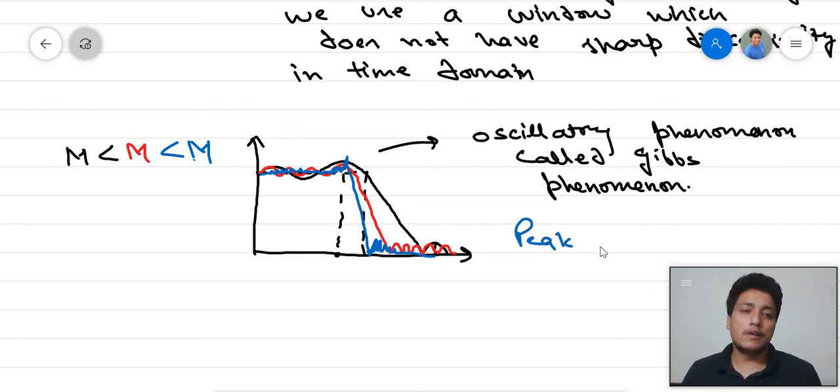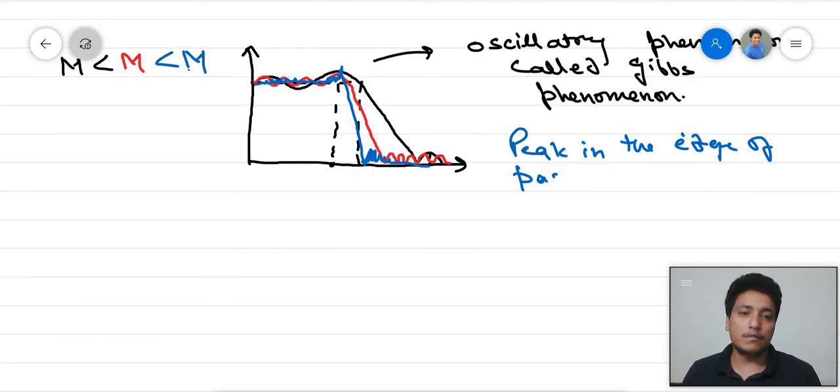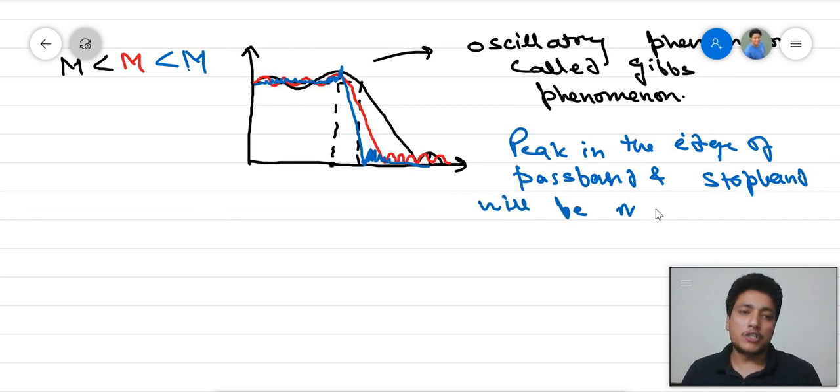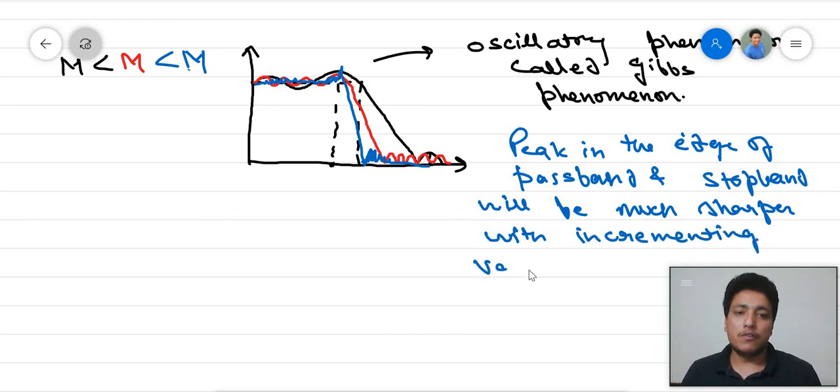This particular peak at the edge of pass band and stop band will be much sharper with the incrementing values of M.